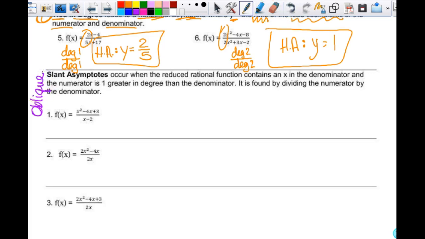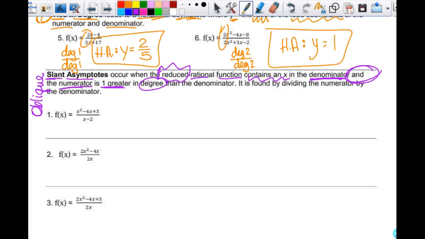There you go, oblique. Okay, oblique or slant asymptotes. Those occur when the reduced rational function contains an x in the denominator and the numerator is 1 greater in degree than the denominator. Reduced, okay? It says when x is in the denominator and the numerator is 1 greater in degree than the denominator. That means it's top heavy.